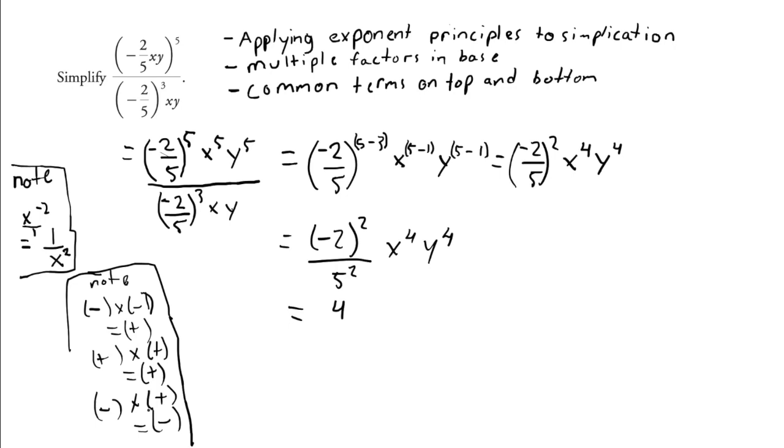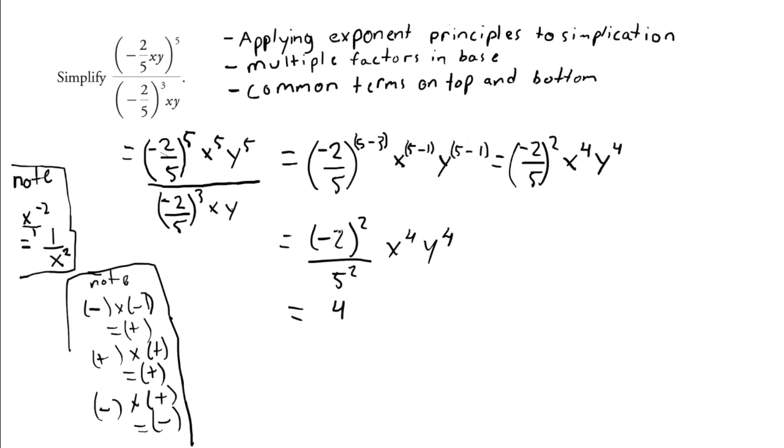I wrote down all the other rules here as well. Sorry, I'm getting used to writing on this board here, so it's not very clear, but negative times a negative is equal to a positive. Positive times positive equals positive. Negative times positive equals negative. Vice versa for that one as well, meaning positive times negative is equal to negative. So those are your rules for multiplication of signs.